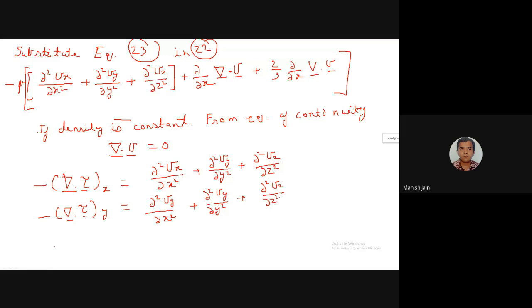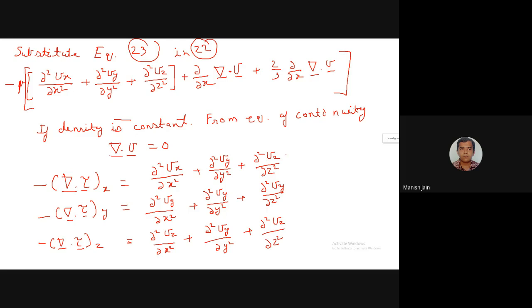Similarly, you can write minus del dot tau z, that should be equal to del square vz by del x square plus del square vy by del y square plus del square vz by del z square.